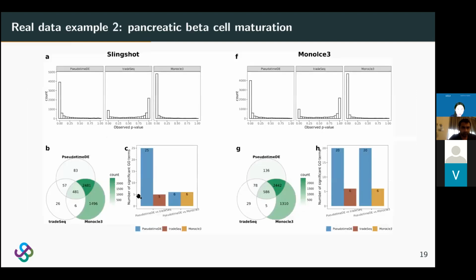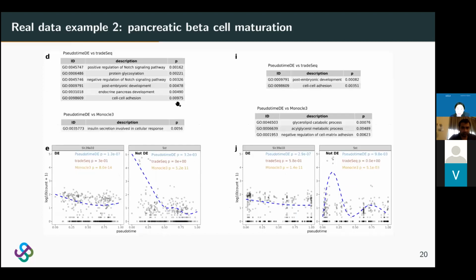Okay, in the second data set, we performed a similar analysis. And we see that, again, the p-value issue still exists for TradeSeq, just as in the previous example. And still, the pseudotime-specific DE genes are enriched with more GO terms. And this is by Slingshot, this is by Monocle 3 for the pseudotime inference.